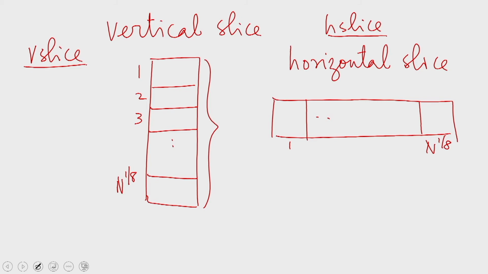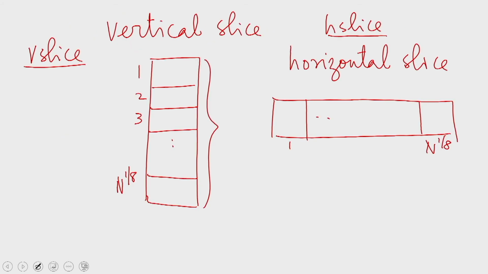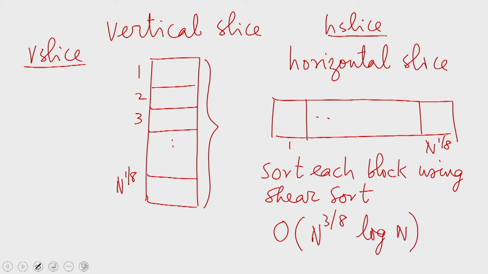So, in the first step we have divided the array into square blocks of this sort, and then in the second step, hold on, and then we also sort each block using shear sort. We know that this takes order of n power 3 by 8 times log n. That is from the analysis of shear sort that we saw in the last class.